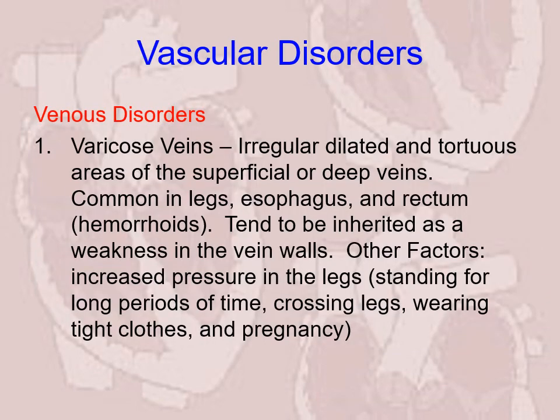Venous disorders, varicose veins. These are irregular, dilated, or tortuous areas of the superficial or deep veins, common in the legs, esophagus, and rectum, where they are known as hemorrhoids. They tend to be inherited as a weakness in the vein walls. Other factors: increased pressure in the legs, standing for long periods of time, crossing legs, wearing tight clothes, pregnancy.